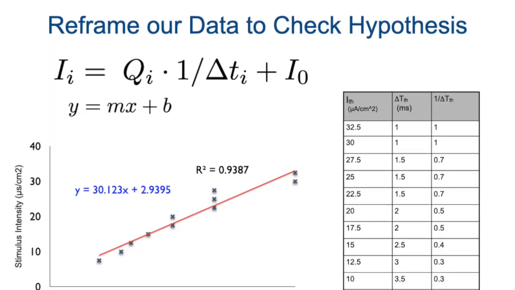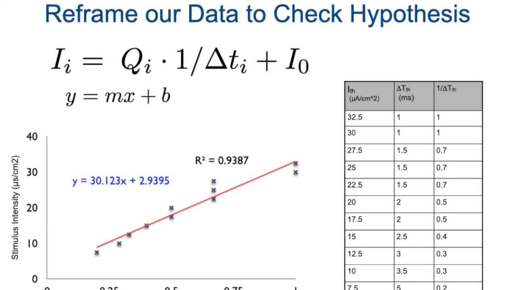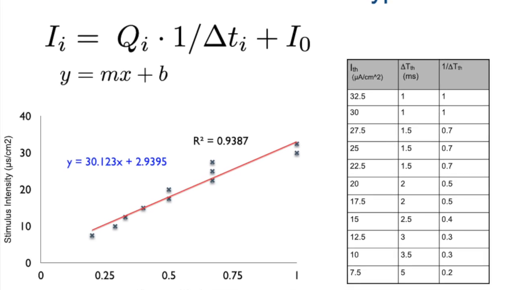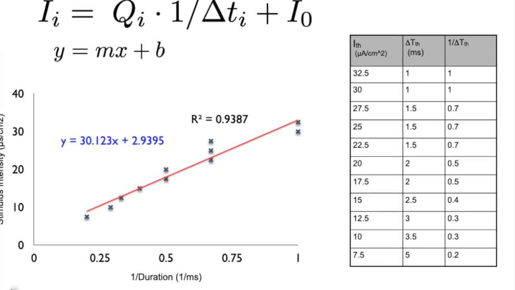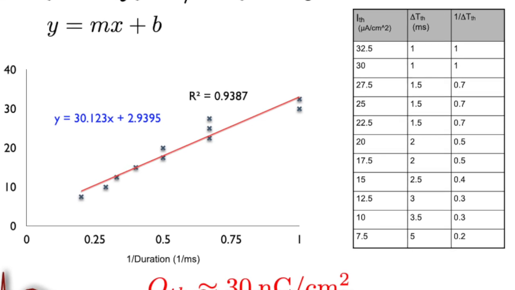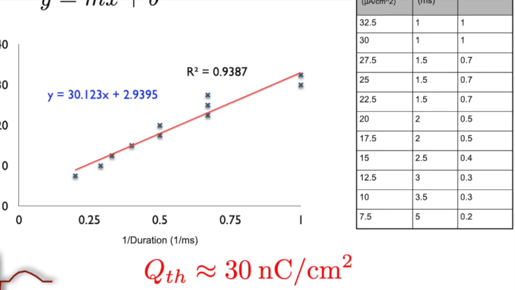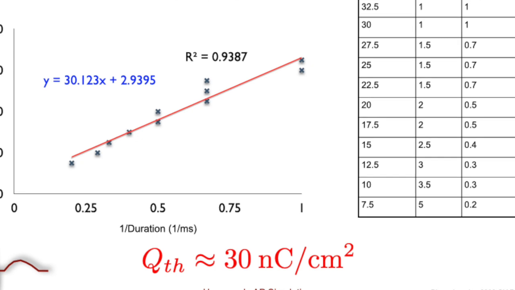So now, if I take my original data and plot not delta t, but 1 over delta t, I get a line that looks like what you see here. And that line indeed falls pretty nicely on a straight line, and the r² value gives us some confidence that it's a pretty good representation of a straight line. There is an offset of some sort, and that's kind of interesting to think about. But the point is that we now also have a constant slope. We can determine that slope from the data, and it turns out to be 30 nanocoulombs per centimeter squared.